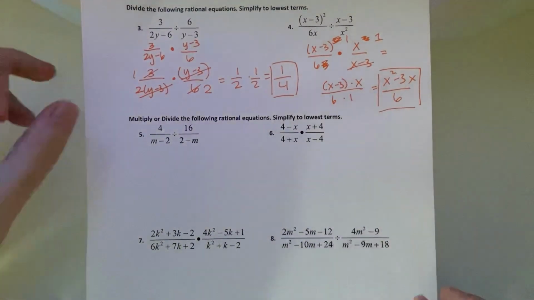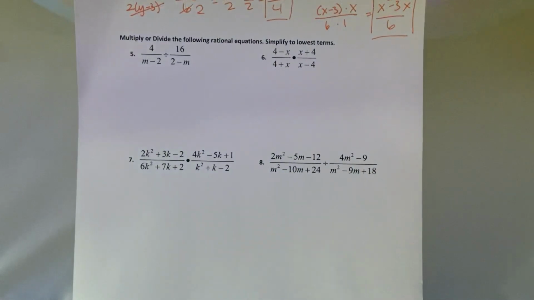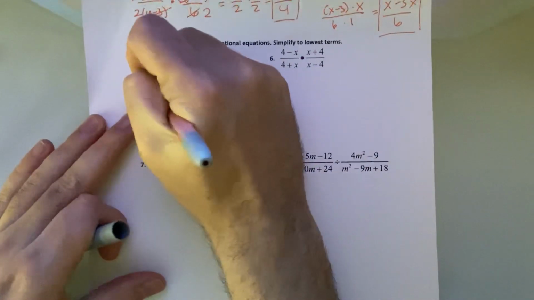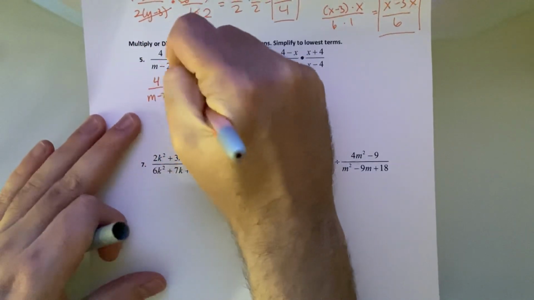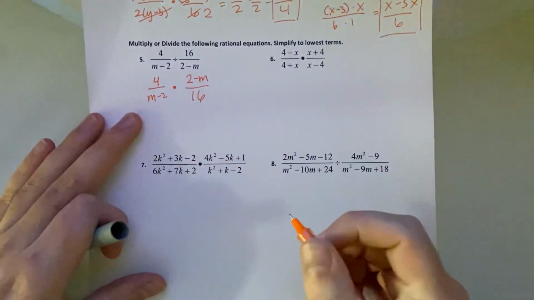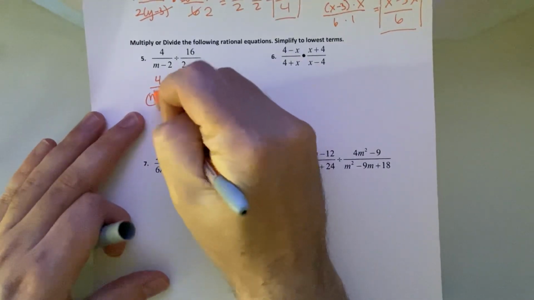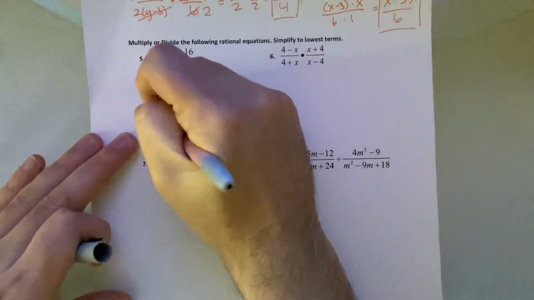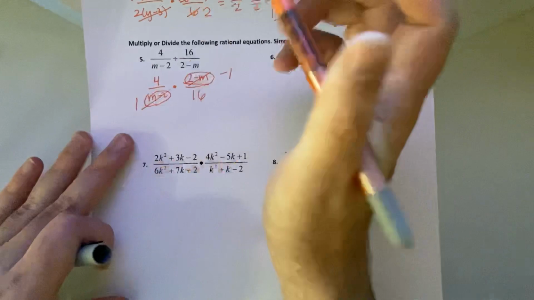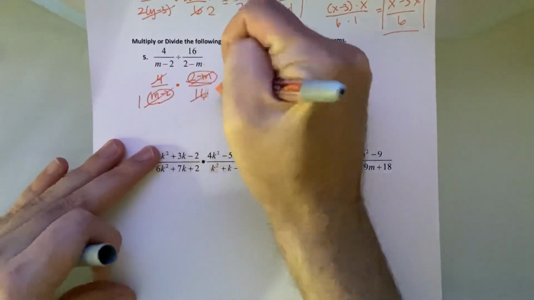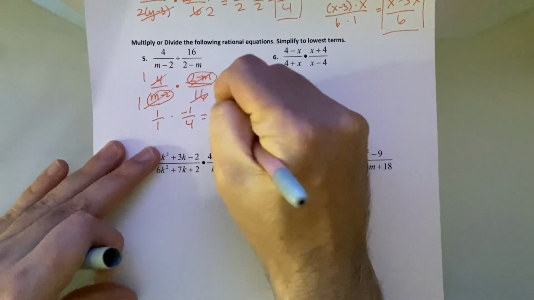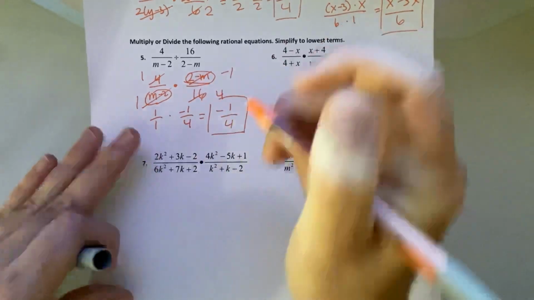Okay, so now some larger ones. I'm going to do probably 5 and 7. So 5 is division, so this is 4 over (m minus 2) times (2 minus m) over 16. So this here is a rule we learned. These are opposites. And remember, opposites can reduce to negative 1 over 1. 4 over 16 reduces to 1/4. This is 1 over 1 times negative 1 over 4, which is negative 1/4.